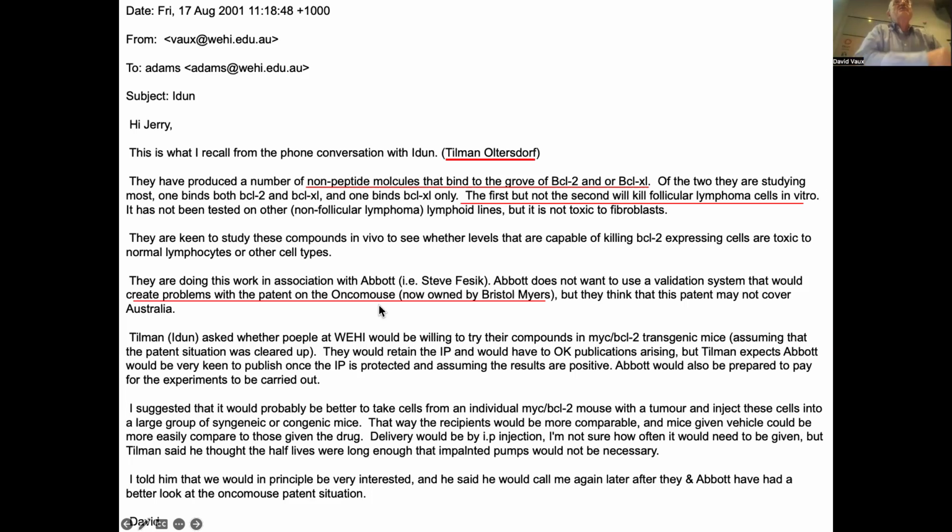Remember the oncomouse I mentioned before? That was a very broad patent that covered basically any mouse that contains oncogenes, but they didn't take out patent protection in Australia. So we'd be free to test in our transgenic mice these compounds. Tilman asked whether people at WEHI would be willing to try these compounds on BCL2 or MYC BCL2 transgenic mice, et cetera. So I told him that we, in principle, would be very interested, and he said he'd call me again after they and Abbott had had a better look at the oncomouse patent situation.